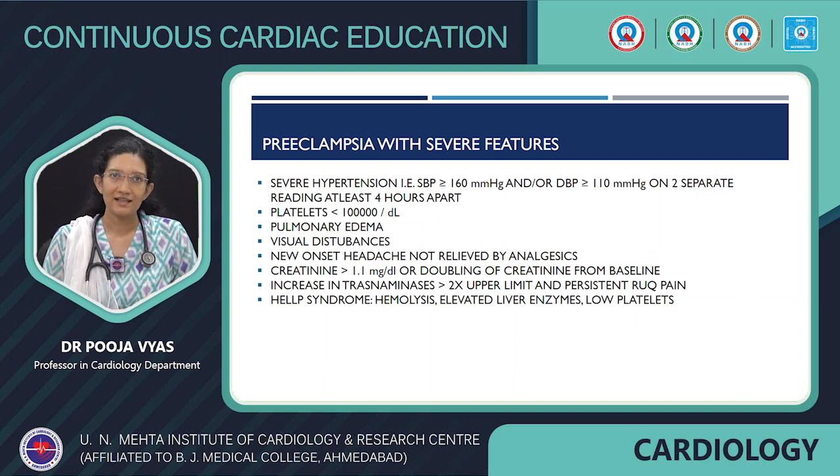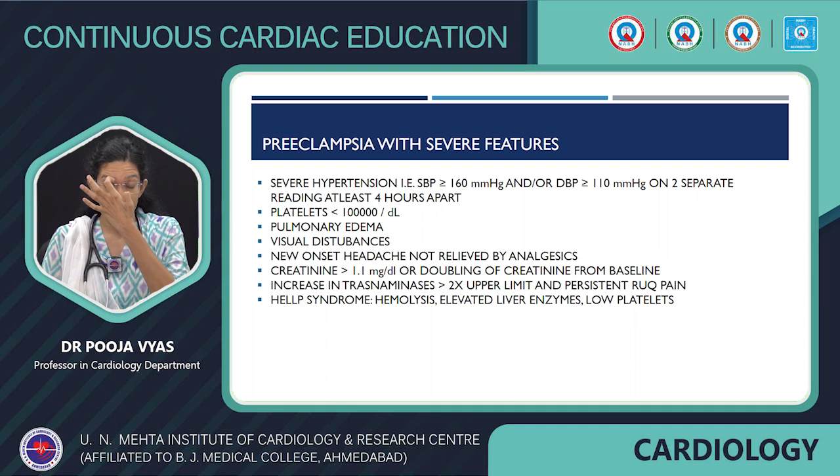Platelet count less than 1 lakh per deciliter. Presence of pulmonary edema. Visual disturbances. New onset headache which is not relieved by analgesics. Renal dysfunction characterized by creatinine of more than 1.1 milligram per deciliter, or doubling of the creatinine from baseline. There is an increase in transaminases by more than twice the upper limit, and also persistent right upper quadrant pain. And HELLP syndrome, which is characterized by hemolysis, elevated liver enzymes, and low platelets.